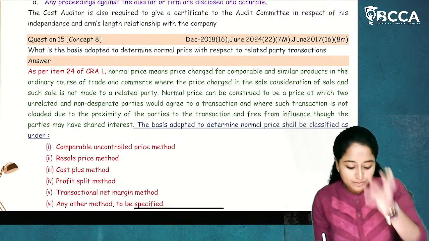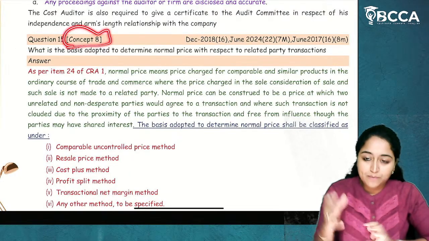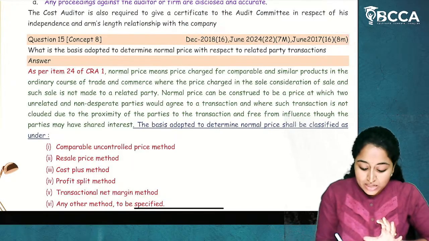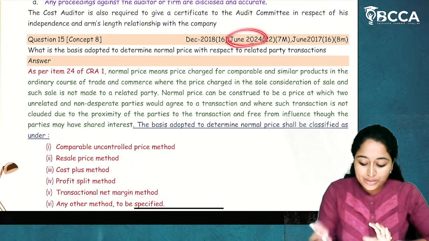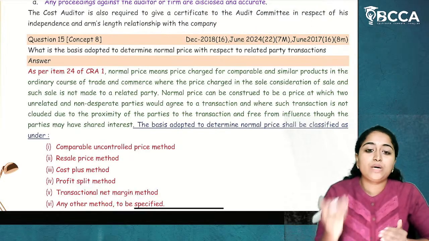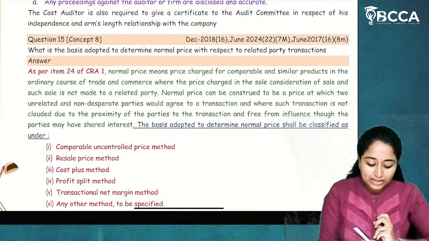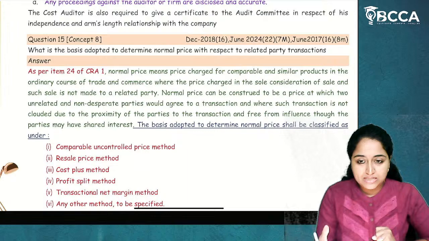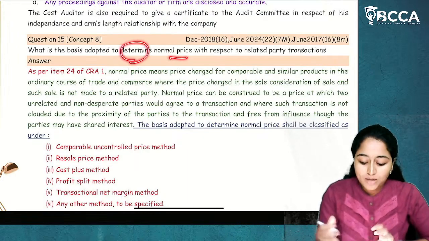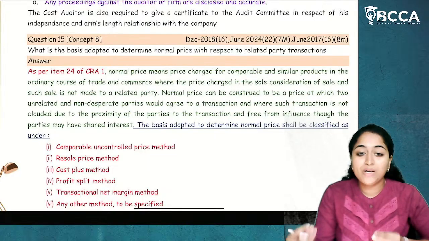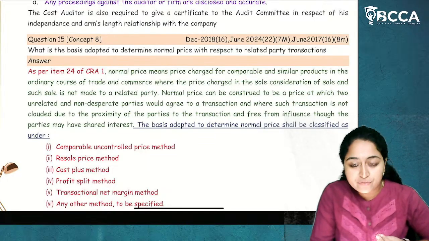Now what is question number 15? This is from concept number 8, which has been tested in these many attempts: December 2018, June 2024 and June 2017. So this is a question which is frequently being asked, and you can take it that way. Now what is this question about? What is the basis adopted to determine normal price with respect to related party transactions?